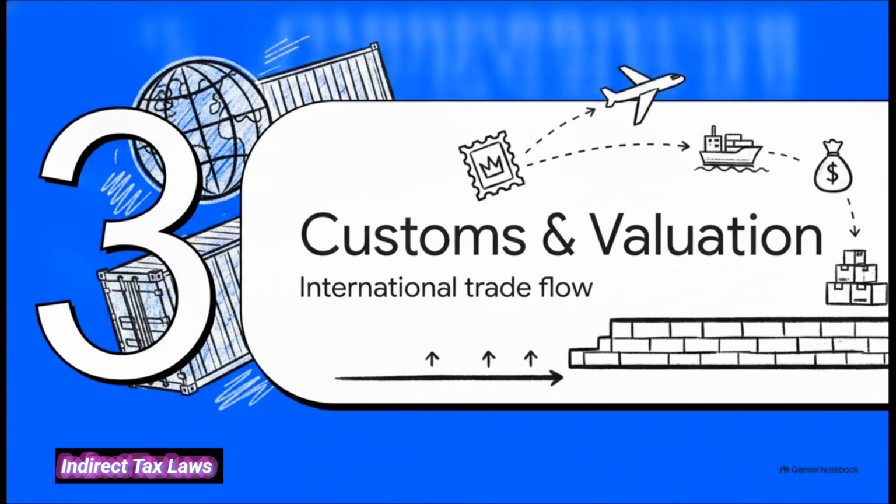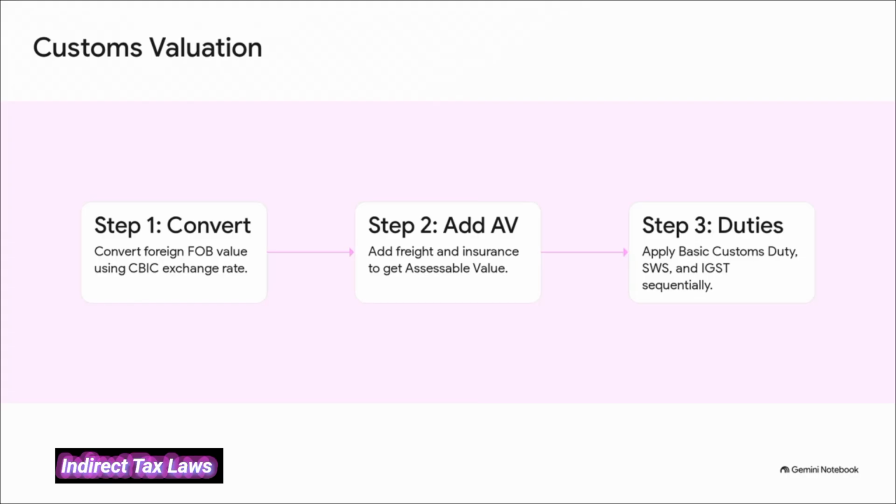Section 3. Customs and Valuation Mechanics. But what happens when goods cross international borders? While domestic tax is unified under GST, the Customs Act remains its very own beast. When you import, you face this mathematical cascade under Section 14 just to find your assessable value. First, you have to convert your foreign free on-board value into rupees, strictly using the CBIC notified rate. Then, you add your freight and insurance to get your assessable value. From there, you apply basic customs duty, then the social welfare surcharge, and finally, integrated GST or IGST.